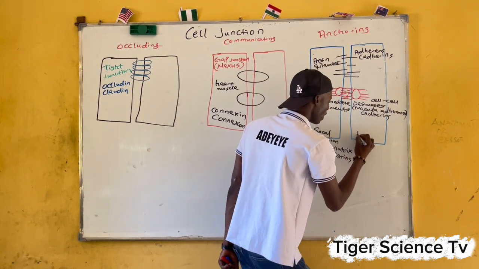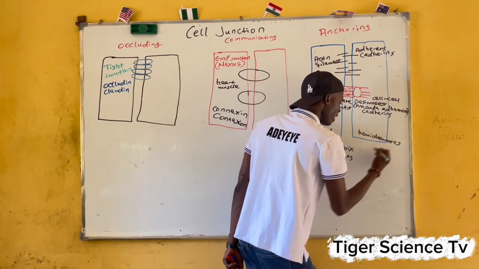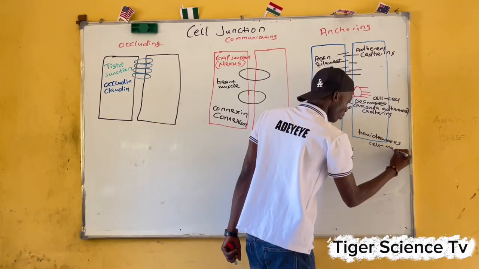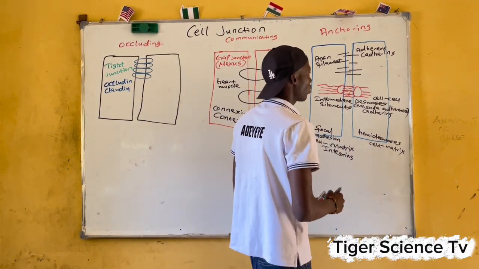The next one that we have is hemidesmosome. Hemidesmosomes provide cell-to-matrix communication. That is what you see, and they are formed by intermediate filaments.